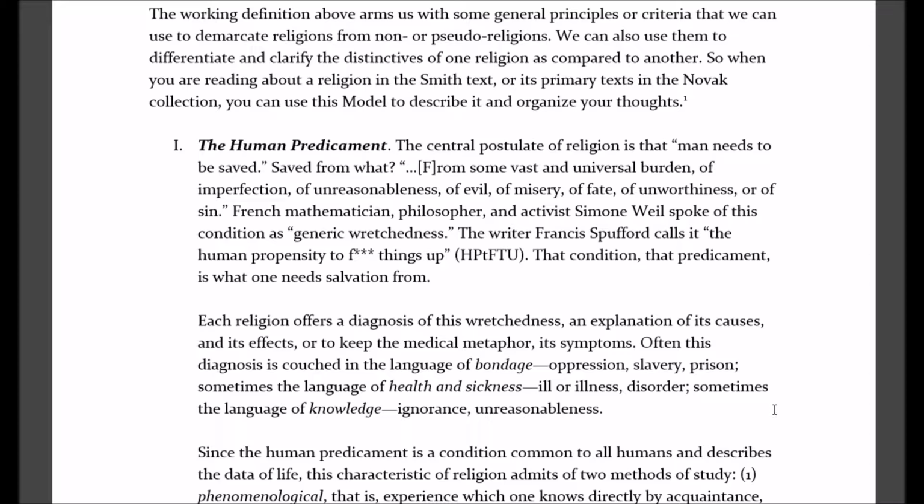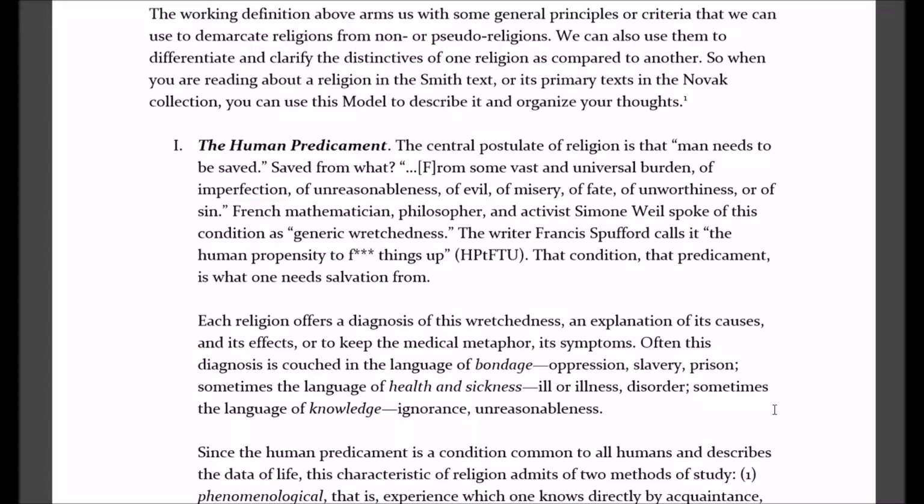So there are multiple words. I'm going to stick to a single word just for simplicity and consistency. But realize that when I use the term salvation in the model, there are other terms that you will run across, and I talk about this in the model. Okay. So, well, if we're in a predicament, like a prison, it would be rational to want to be released from that, to be freed from that, right? So that's what salvation is about. It's being saved from that predicament.